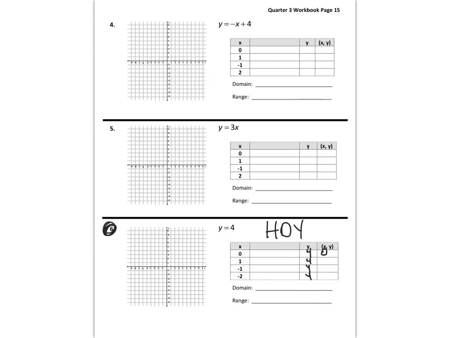So it would be 0, 4, 1, 4, -1, 4, -2, 4. So it doesn't matter where I am on the x, everything will be at 4, and it will just go horizontal on the 4. Remember, for my range, I only write that number one time, and then the domain would be my numbers.